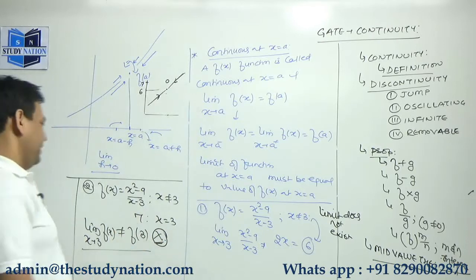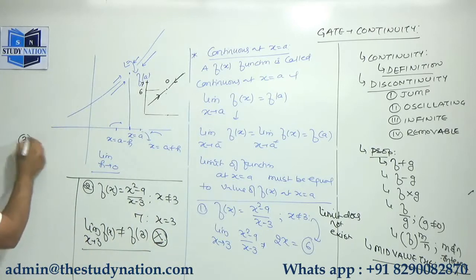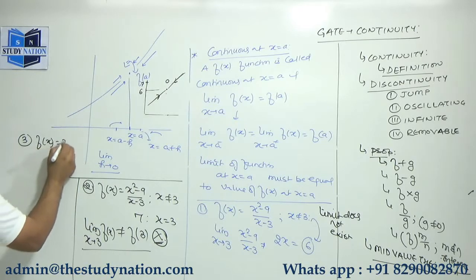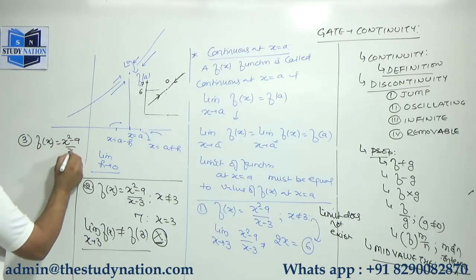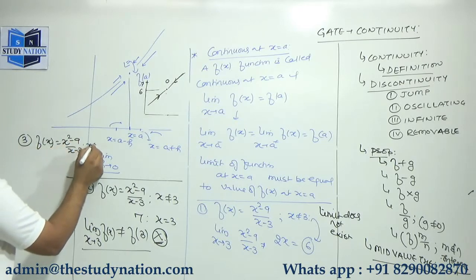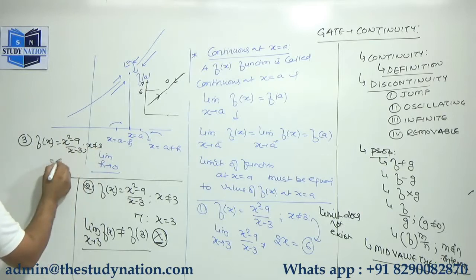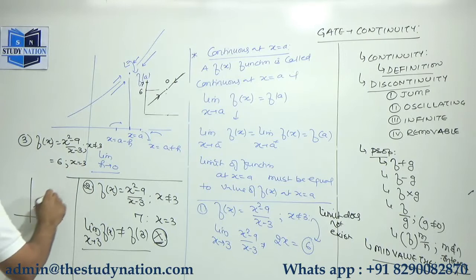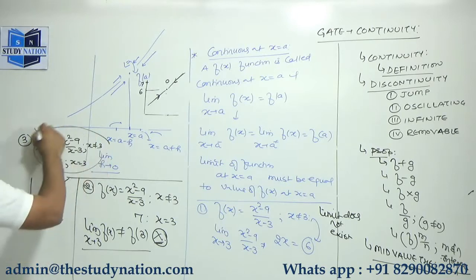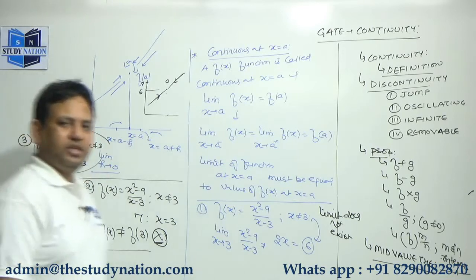Okay. Now the third case: f(x) is equal to (x square minus 9)/(x minus 3) if x is not equal to 3, and f(x) is equal to 6 at x is equal to 3. So from the left-hand side we are reaching 6, from the right-hand side we are reaching 6, and the value of the function is again 6. So there is no break and the function is continuous. So this is the example where the function is continuous.